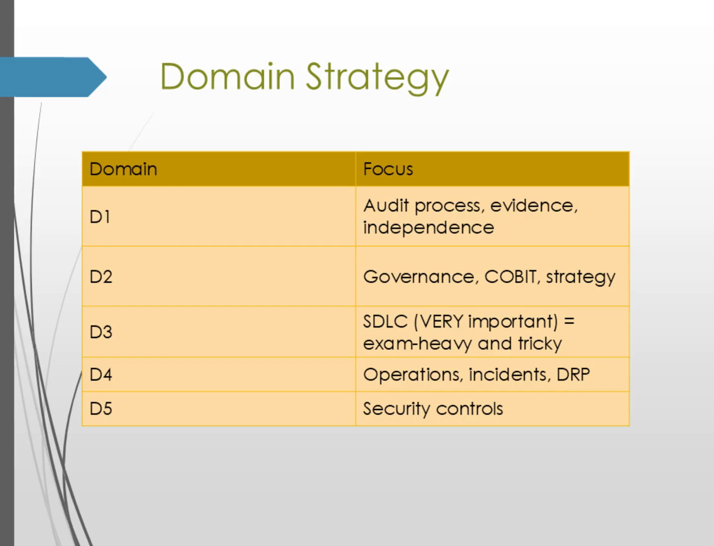Domain 3 is critical. This is where the system development lifecycle comes in. It's heavily tested, and often where candidates struggle. Domain 4 covers operations, including incident management and disaster recovery. And finally, Domain 5 focuses on security controls. So as you study, don't treat all domains equally. Be especially strong in areas like governance and the lifecycle thinking in Domain 3.